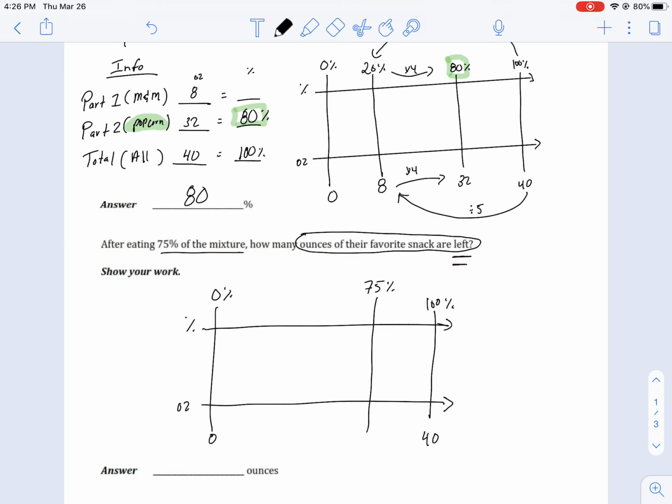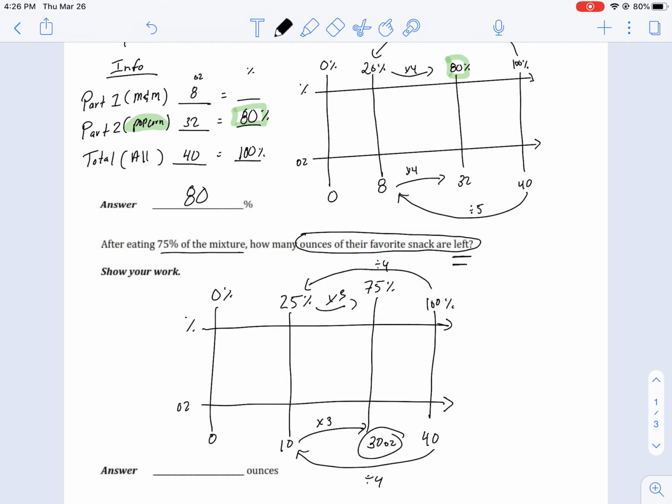And here I divide by 4. This gives me 25%. Divide by 4. This gives me 10 ounces. Times 3. Times 3. This is 30 ounces that they had eaten.